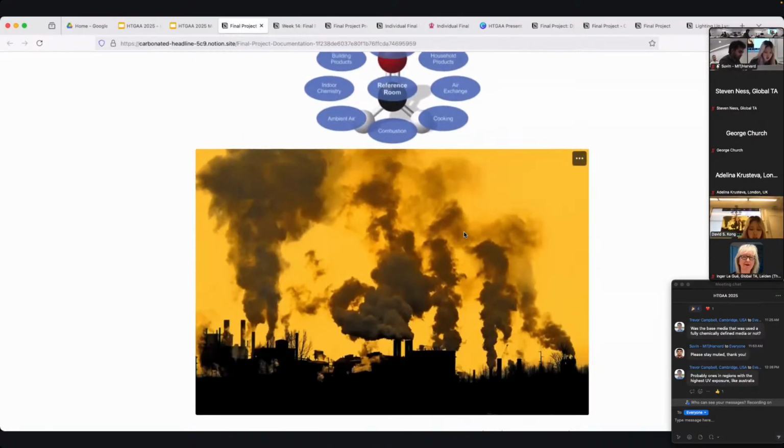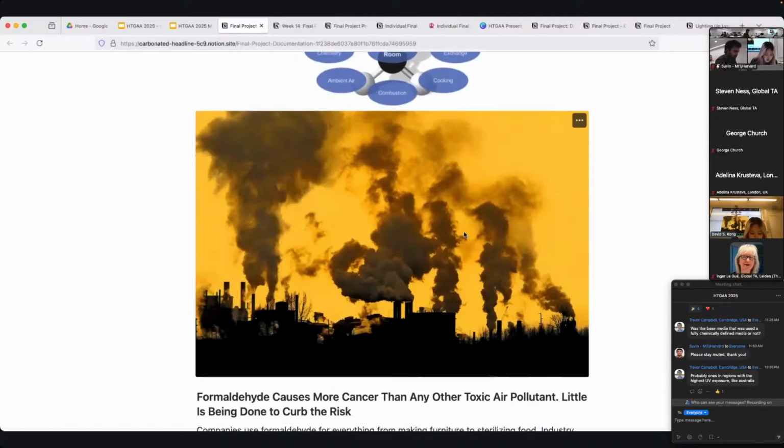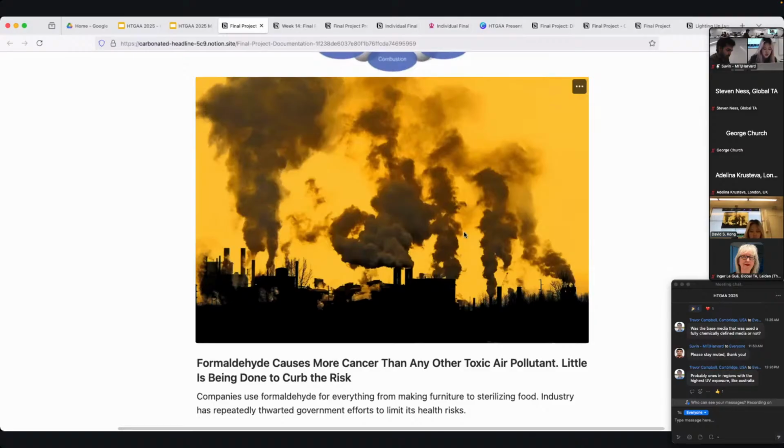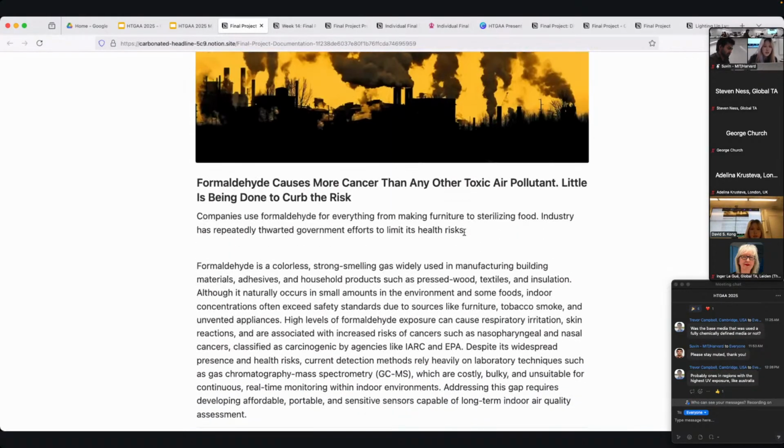For the background of this project, formaldehyde is a strong-smelling gas used in various products like building materials and adhesives. It can accumulate indoors from sources like furniture and smoking. Exceeding safe levels, high exposure may cause breathing issues and certain cancers. Current detection methods like GCMS are costly and not suitable for continuous monitoring. There's a need for a more affordable and portable sensor for ongoing indoor air quality checks.